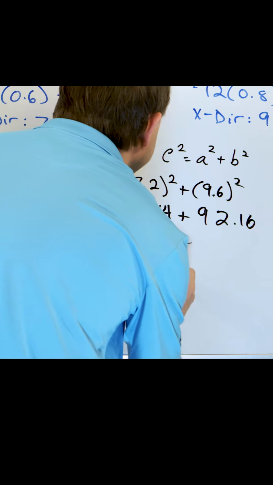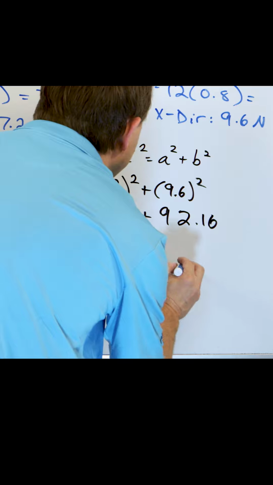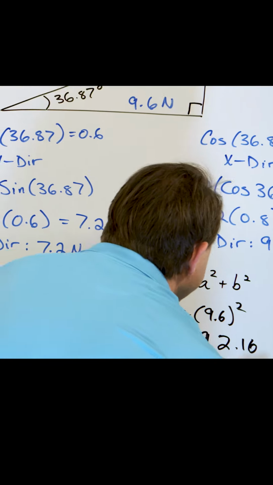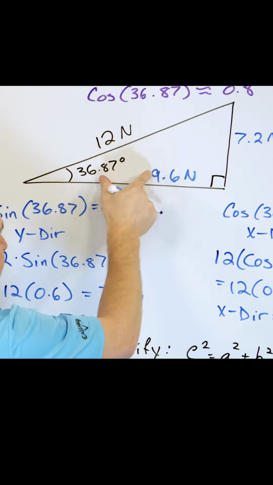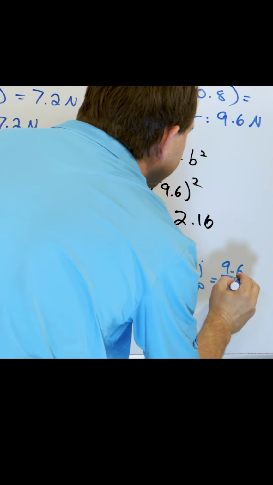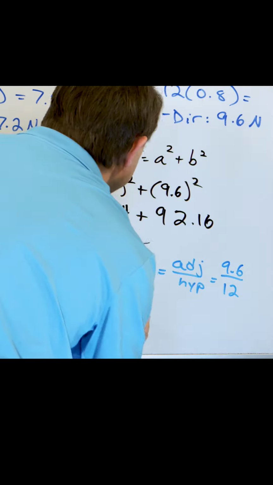Okay? And then the cosine of the angle is going to be equal to the adjacent over the hypotenuse. But the adjacent side of this triangle, adjacent to the angle, is 9.6, and then divided by 12. 9.6 divided by 12. So the cosine of this angle, when you divide those two numbers, you get 0.8. So you see, everything is fine.